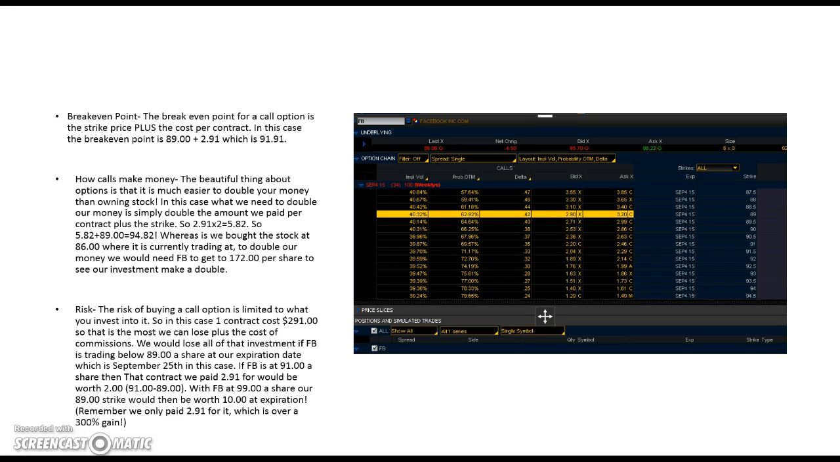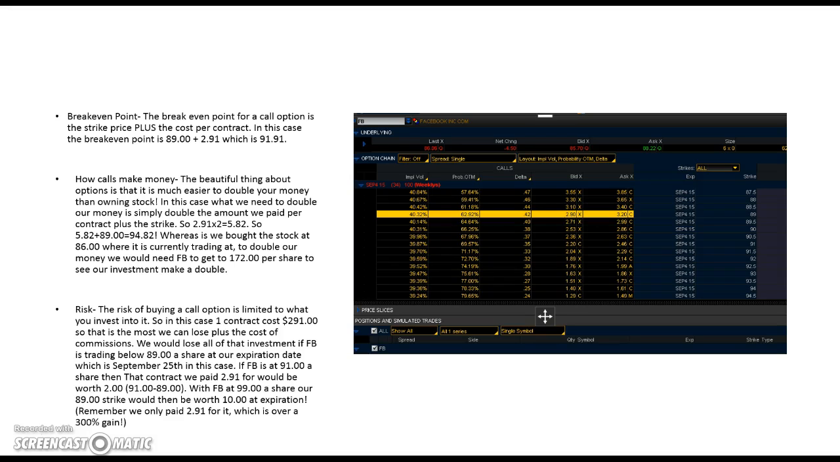The risk of a call or put, in this case a call option, is limited to what we invest into it. So in this case, one contract costs $291, so that is the most we can lose plus the cost of commissions. We would lose all of that investment if Facebook is trading below $89 a share at expiration date, which is September 25th.